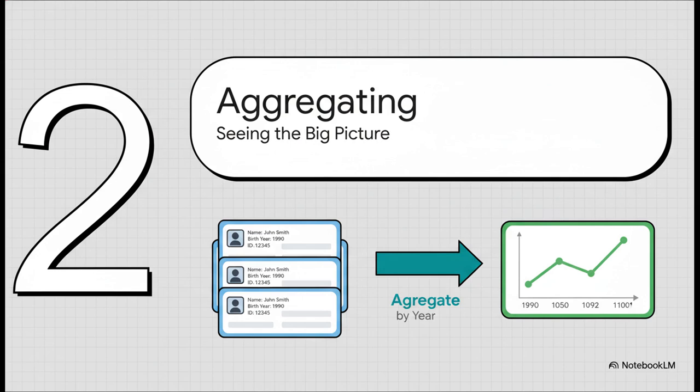Now, zooming in on one specific name is really powerful. But what if we want to zoom out and see the big picture? For example, what if we wanted to find out the total number of births for all names for each year in our dataset? For that, we need to do more than just find data. We need to summarize it. This is a process called aggregating.